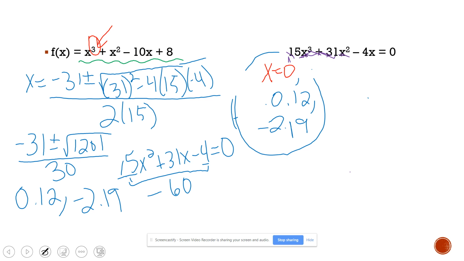Now remember, if it asks for an exact answer, then you would write this down right here. If it asks for an estimate, then write down the decimal points.